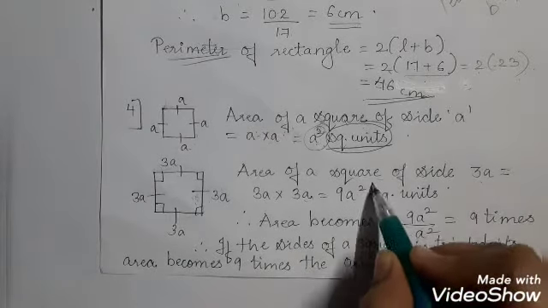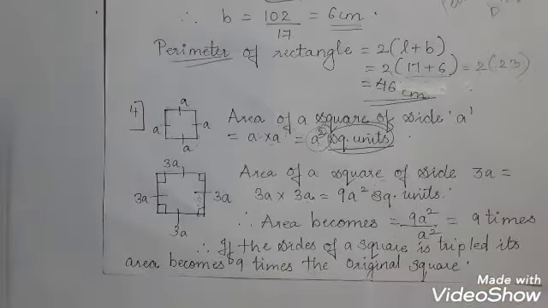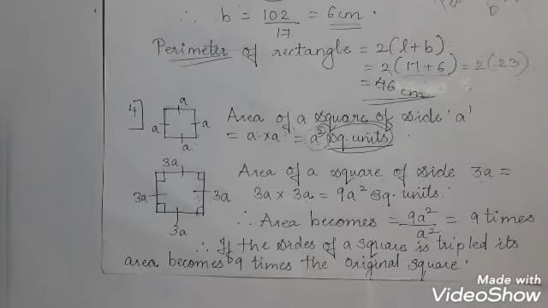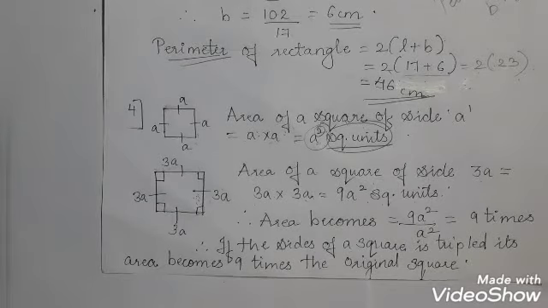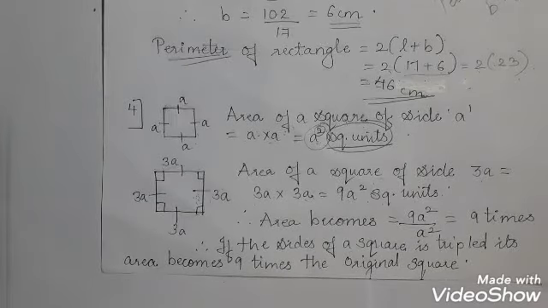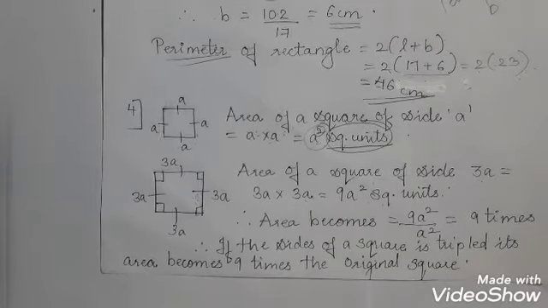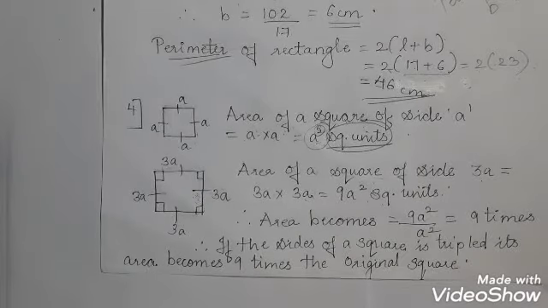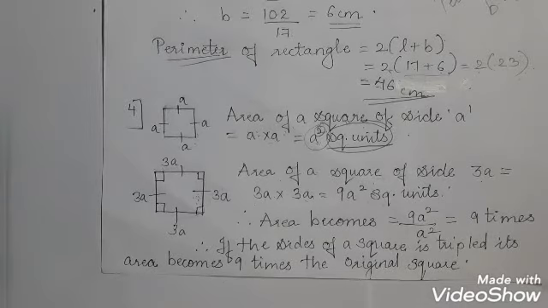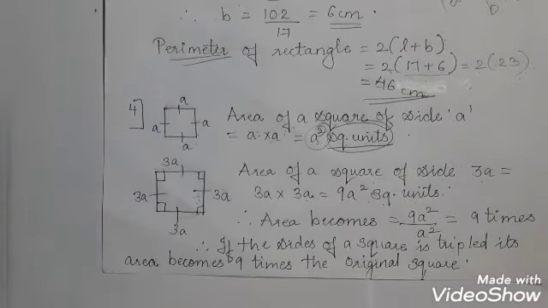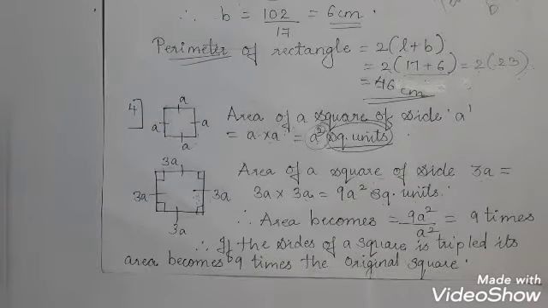So 9a square units. How many times will its area be as compared to the area of the original square? Now I have to find how many times will its area be as compared to the area of the original square. So I have to find how many times.